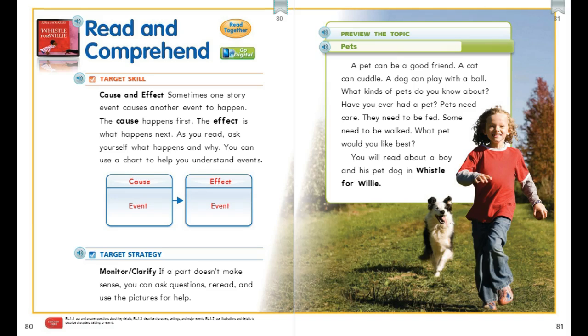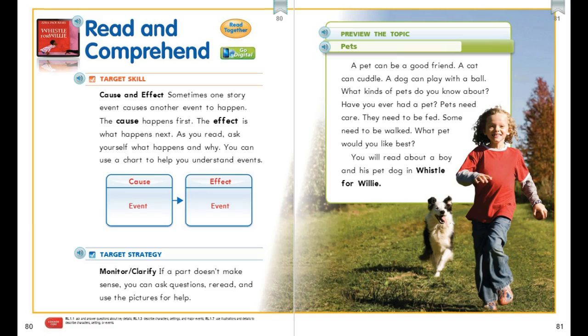Our target strategy is to monitor and clarify. If a part of the story doesn't make sense while you're reading it, you can ask questions, you can reread, or you could use the pictures for help. Hopefully you are using the monitor and clarify strategy when you read, and not just our anchor text, but every time you read. If it doesn't make sense, do those things. Ask questions, look at the pictures for help, or try rereading it. Maybe you got a word wrong, and if you reread it, you'll see that, and then it will make more sense.